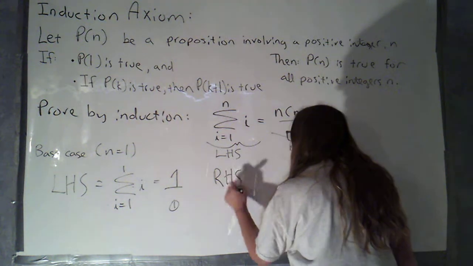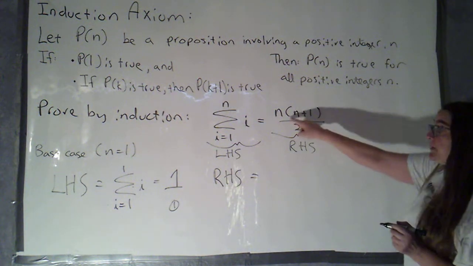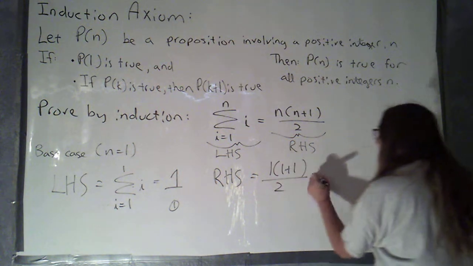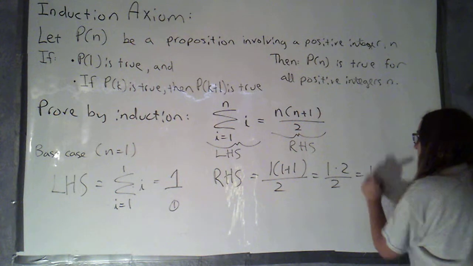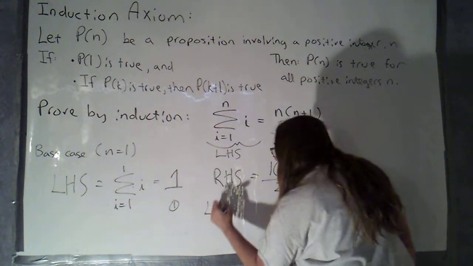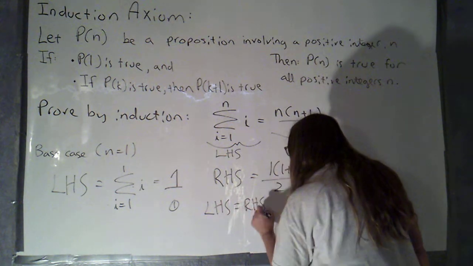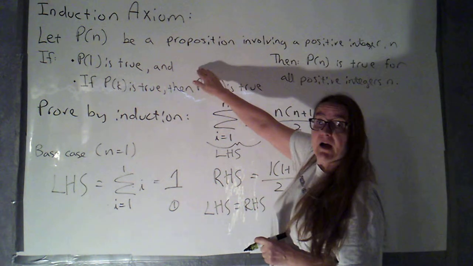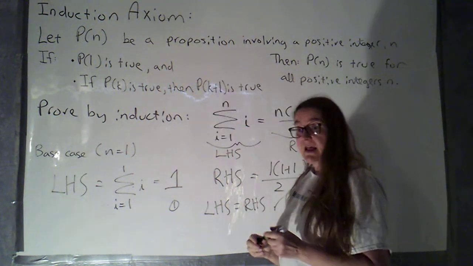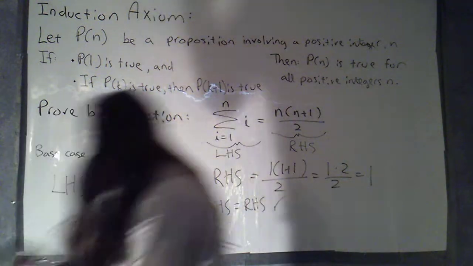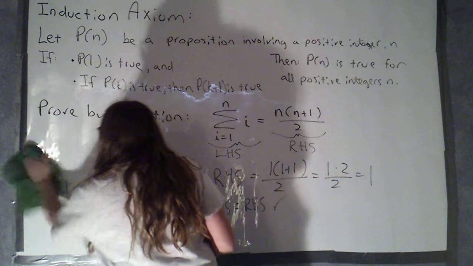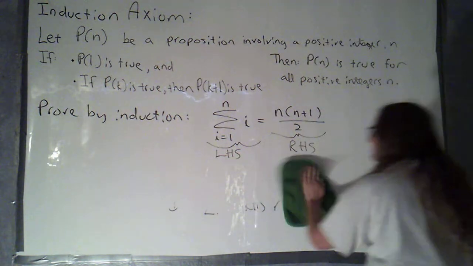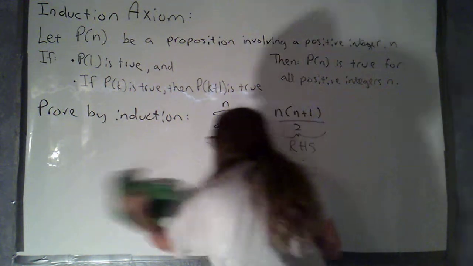The right-hand side, I'm going to plug in 1 for n. So that would be 1 times 1 plus 1 over 2. That's 1 times 2 over 2, which is 1. Left-hand side equals right-hand side. So the base case holds. So I've established the first of these two hypotheses. Now I need to establish the second hypothesis, and that's a little bit trickier just because that second hypothesis is itself an if-then statement that I need to demonstrate is true.